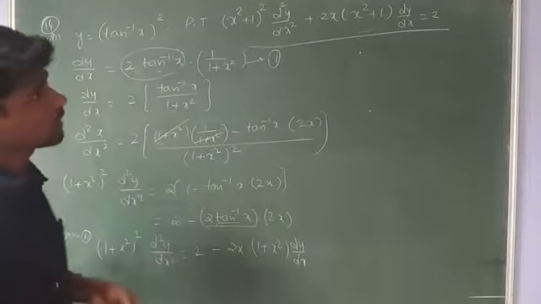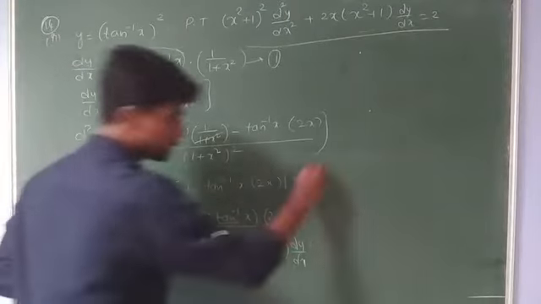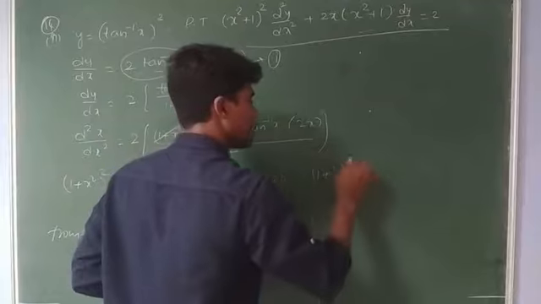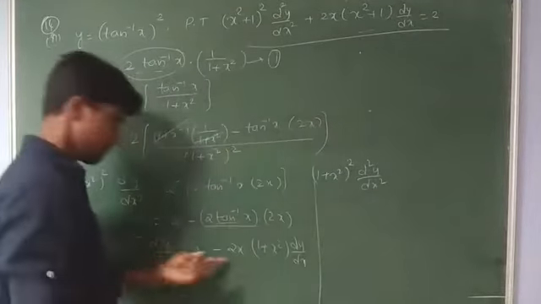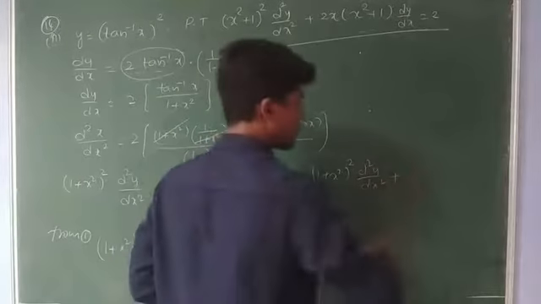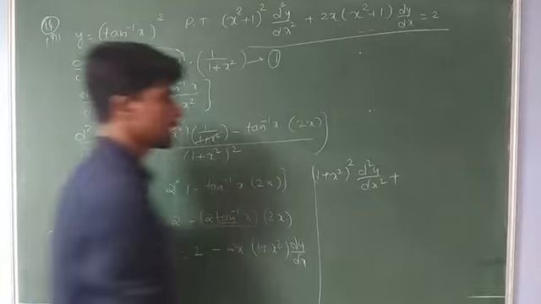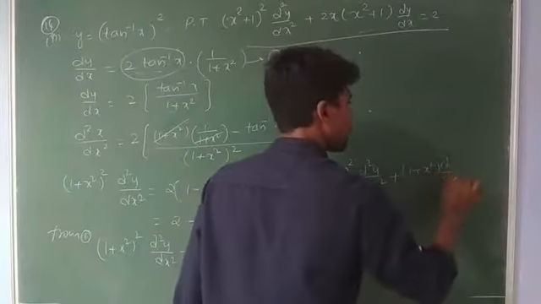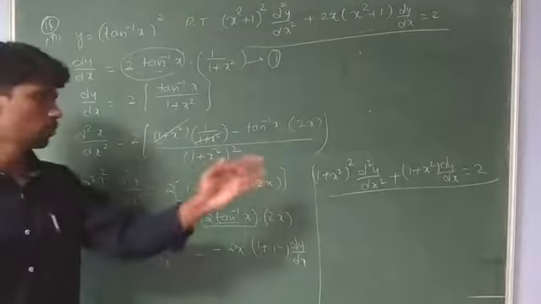So as per our answer, this should be sent to the left side. So send this one to the left side, then we get 1 plus x square whole square into d2y by dx square plus 1 plus x square into dy by dx equal to 2, which is what they asked us to prove.